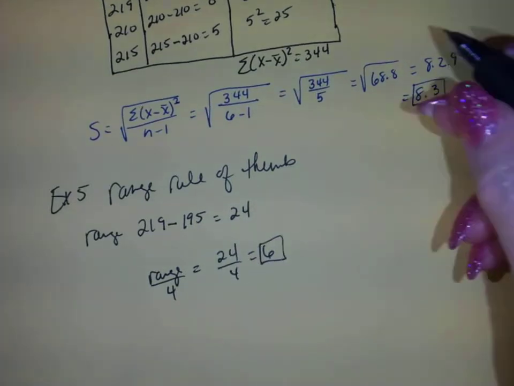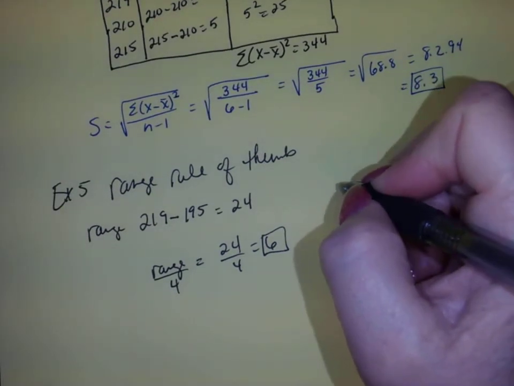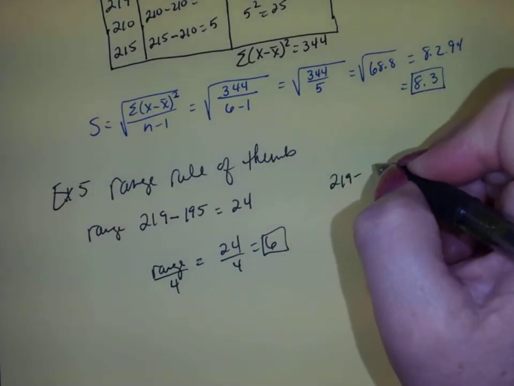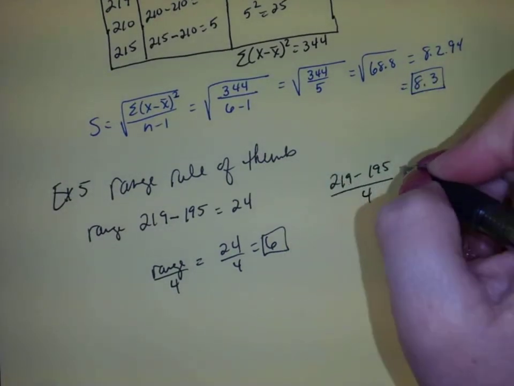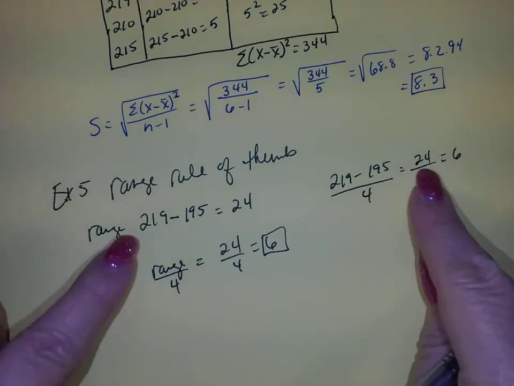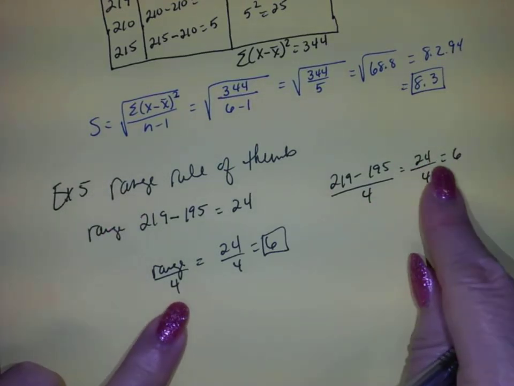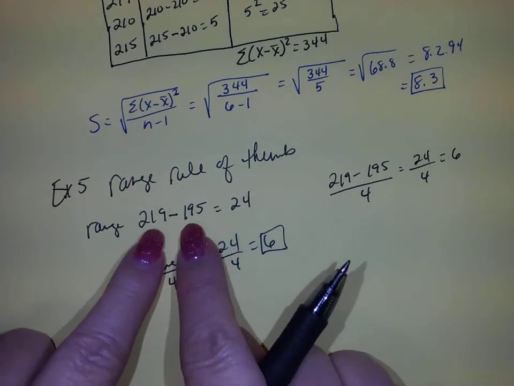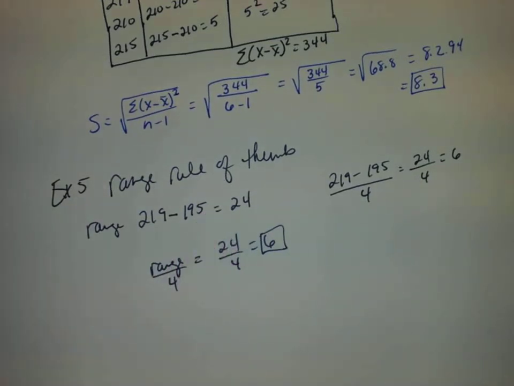Now you could have also done that all in one step. You could have done 219 minus 195 over 4, still get you 24 over 4, get you 6. You can separate it out or you can do it all in one. But you do have to show me that subtraction. So add, subtract, multiply, or divide, you want to write it in your homework and you want to write it on your exams. Okay? Now, why is this not 8.3?